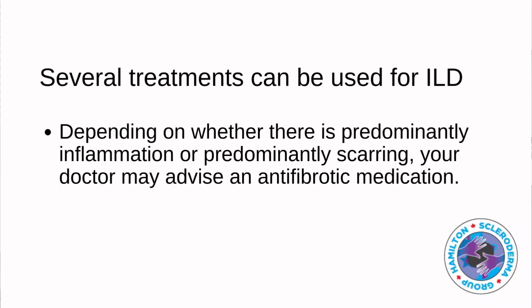What treatments can we use for interstitial lung disease, or ILD? It depends whether there's predominantly inflammation in your lungs or predominantly scarring in the lungs. If there's scarring, we use an anti-scarring agent. If there's inflammation, we use a whole variety of drugs that can suppress inflammation. So talk to your doctor about which one might be appropriate, or sometimes we use both.